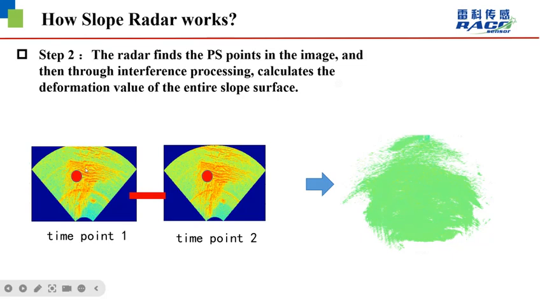Okay, what is the PS point? We can think of it this way. 1 PS point is a pixel in the image. In this image, total pixels would be about 1 million. It's a quite big amount. After this step, we can obtain the deformation data of all pixels on the entire slope.